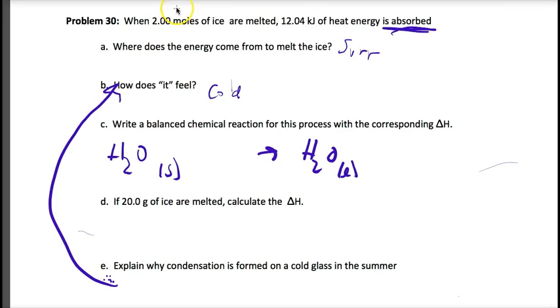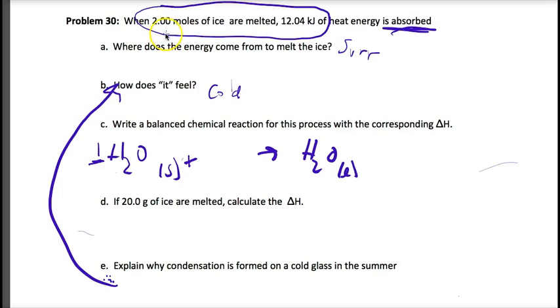Well, let's look back up here. When 2 moles of ice are melted, 12.04 kilojoules of heat are absorbed. So I know I'm going to put energy over here. If it's endothermic, it's going to be on the reactant side. Now, what's going on here? Do I put 12.04 kilojoules here? No, no, no, no, no. What's this number right here? This is not a 2, that's a 1.